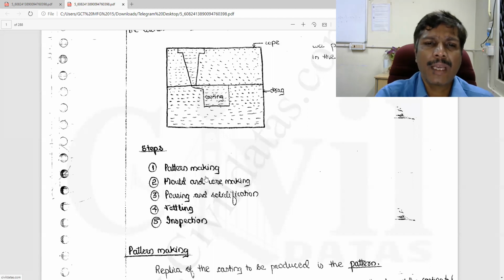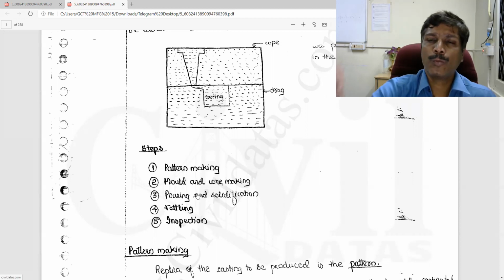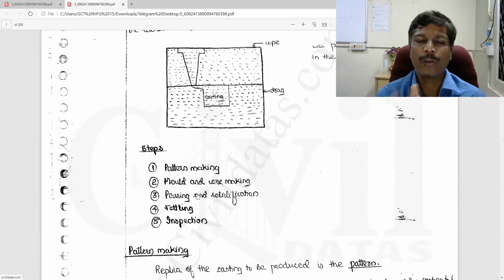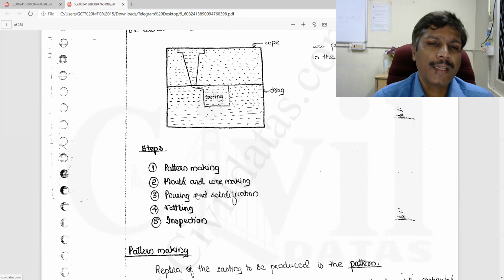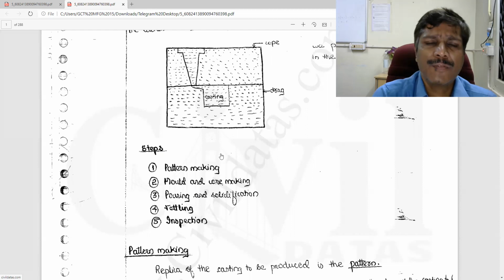After mold and core making, we go for the stage of pouring and solidification. In that, we pour the molten metal and wait for the solidification. Next is fettling. Fettling is the removal of unwanted parts from the casting product. And then we go for the inspection of the product. So it is a 5-step process.